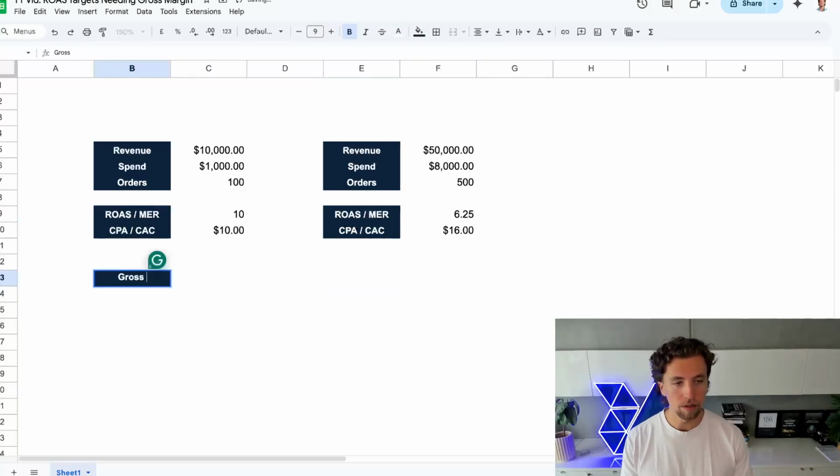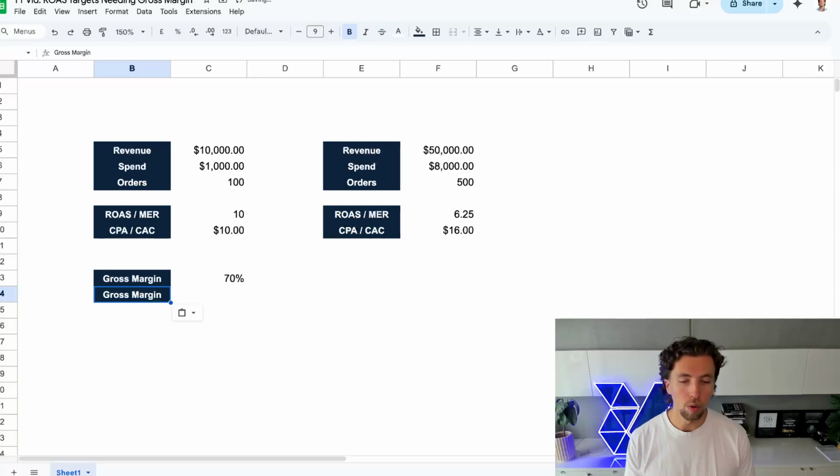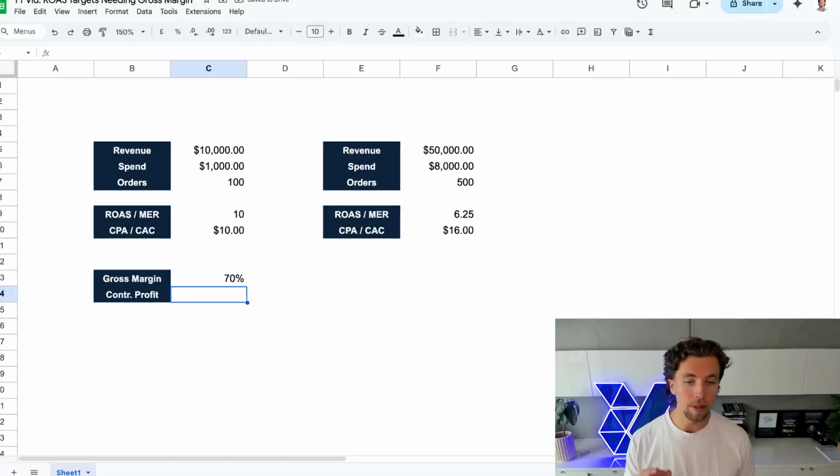So let's layer in gross margin here. And this will be a percentage. And let's say you have 70% gross margin. Well, now what we can do is we can actually calculate what's called contribution profit. Okay, so there's net profit, and that's not what we're calculating here because we don't have your operating expenses, but we can calculate contribution profit. And this is one of the best metrics to hold an agency and KPI them towards.